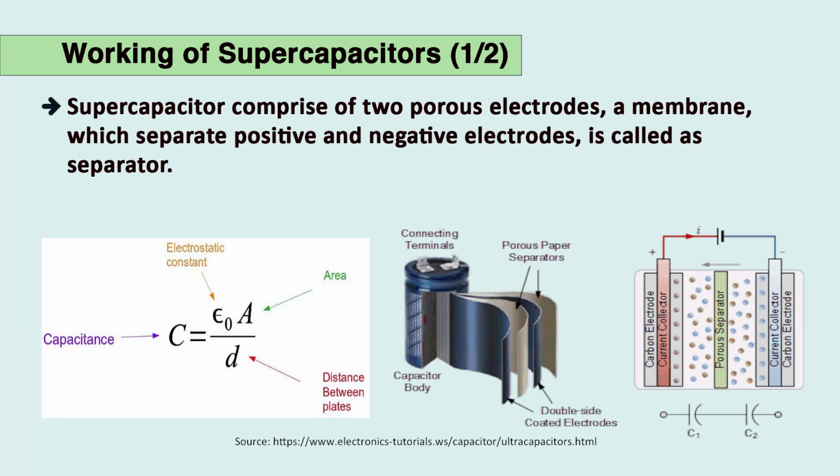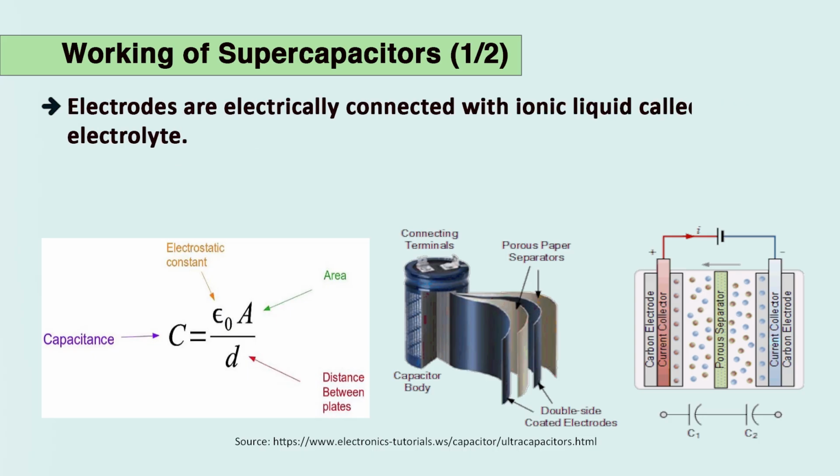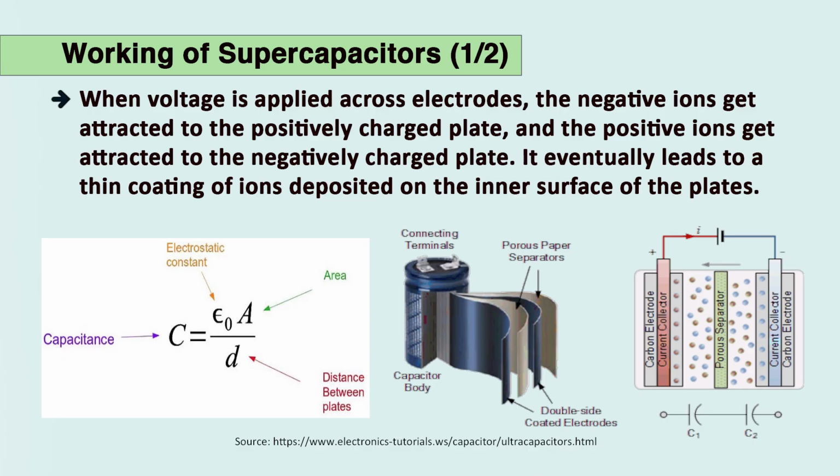Basically a supercapacitor comprises two porous electrodes and a membrane which separates the positive and negative electrodes, called the separator. Electrodes are electrically connected with an ionic liquid called the electrolyte. When voltage is applied across the electrodes, the negative ions get attracted to the positively charged plate and positive ions are attracted to the negatively charged plate. It eventually leads to a thin coating of ions deposited on the inner surface of the plate, which decreases the distance between the two plates, and because of that the overall capacitance of an ultracapacitor is very high.